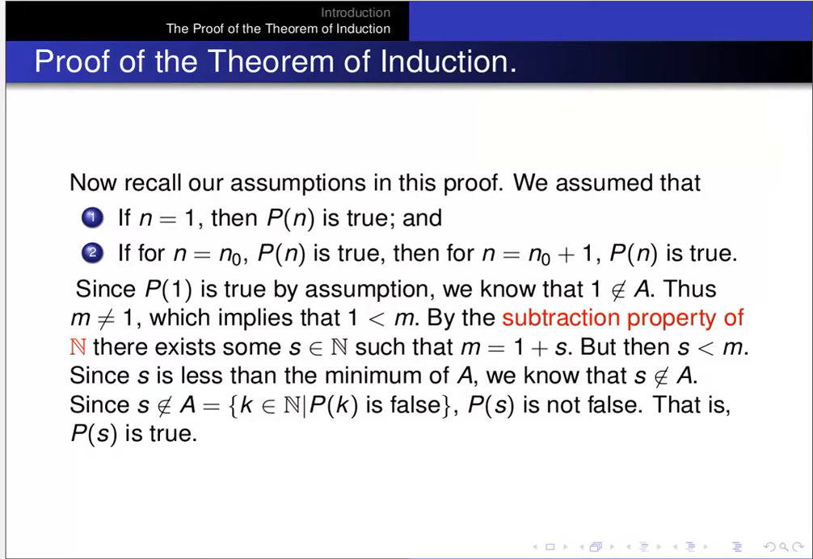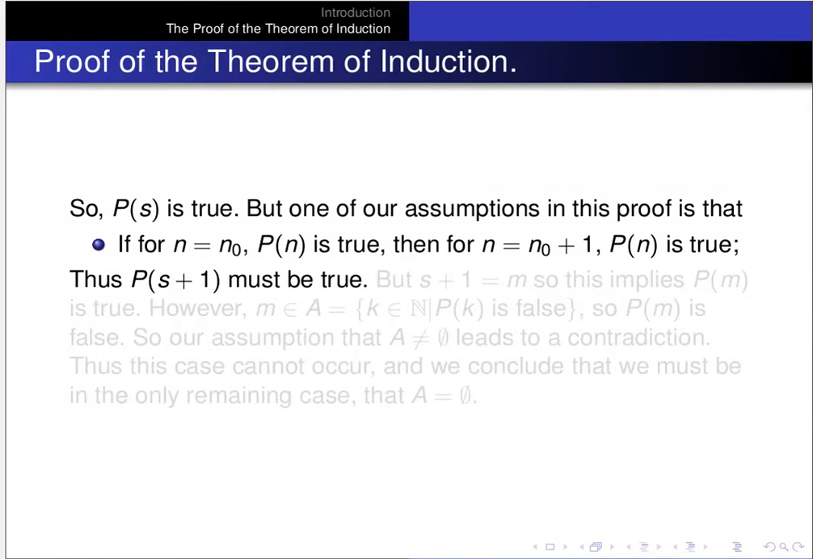That's important because now we're going to apply the second assumption of our proof. Our second assumption was that if P of n is true for one natural number, then it's true for the immediate next natural number. By saying that s is not in the set A, we infer that P of s is true. So by our second assumption, P of s plus 1 is true. So that means that P of s plus 1 must be true.